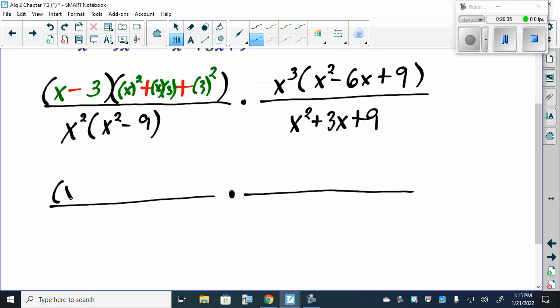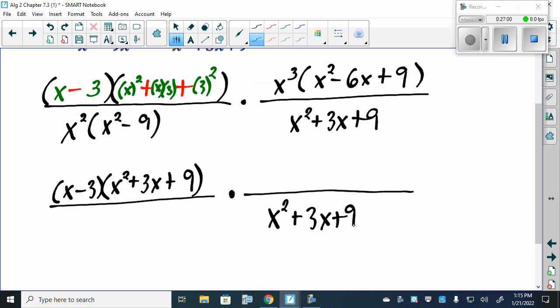Now for the difference of perfect cubes, we do need to simplify the quadratic down a little bit because our x squared is going to be x squared plus our x times 3 is 3x plus 3 squared is our 9, which does match up to our x squared plus 3x plus 9 down here. So those do match up and they are in common.